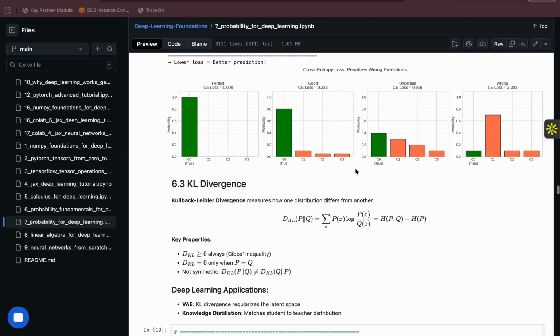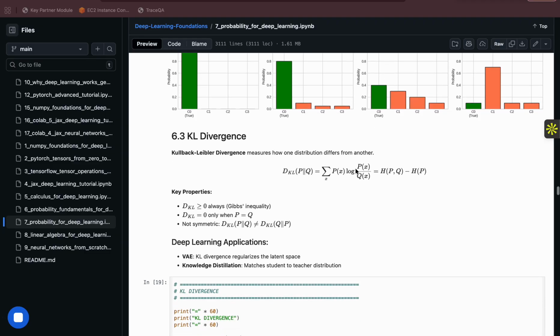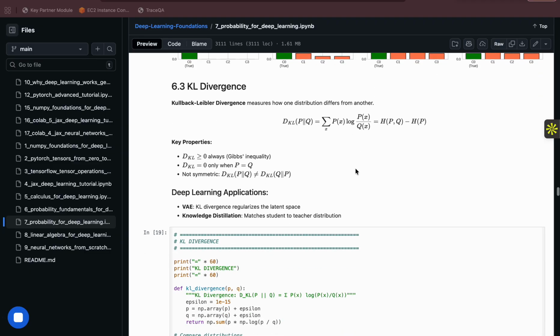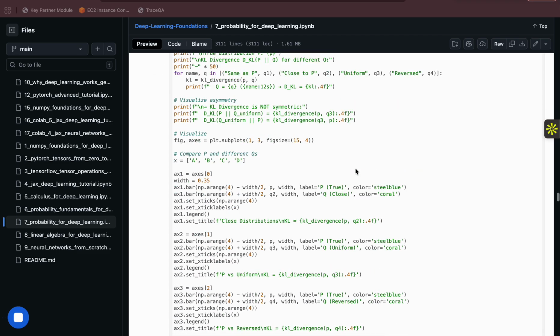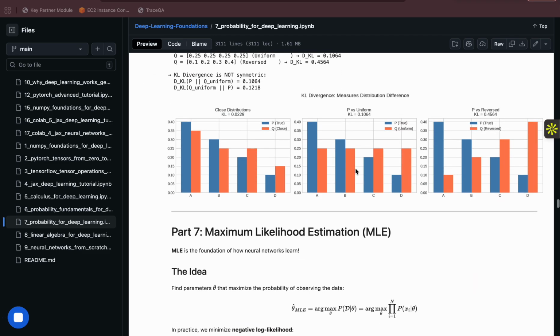And then we implement the KL divergence function, compute divergence between a true distribution and 4 comparison distributions, and visualize with a bar chart showing distribution differences.